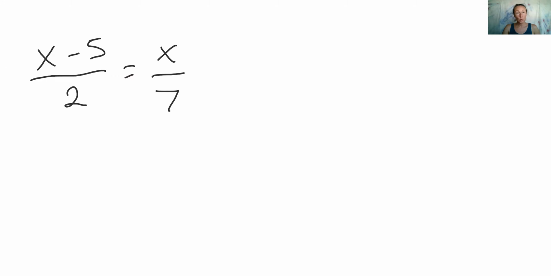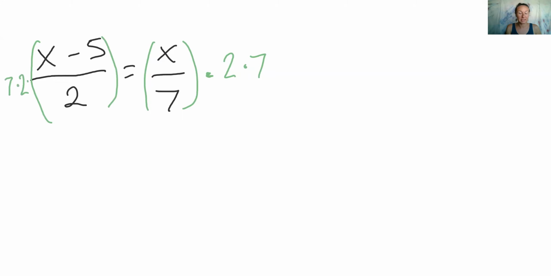So in this case, we're going to multiply by 2 and we're going to multiply by 7, and we're going to do it on both sides. Okay. So I'm going to take this whole side here and multiply it by 2 and multiply it by 7. And on the left, I'm going to take that whole side there. I'm going to multiply it by 2 and I'm going to multiply it by 7.